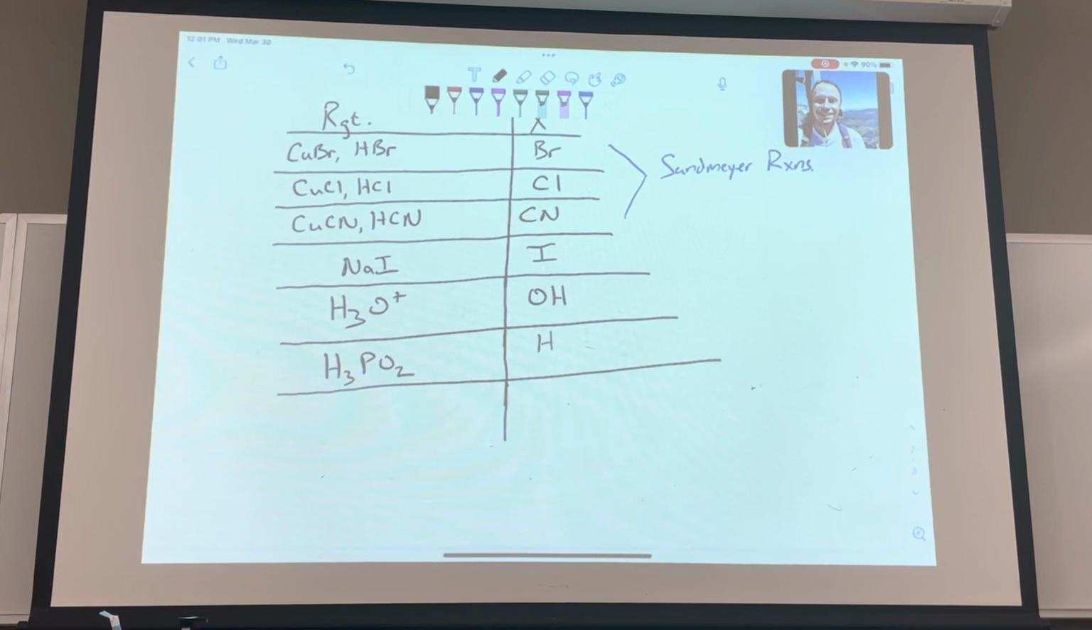The other thing that you can do with this chemistry is you could put a fluorine on the benzene. And that is really difficult to do by other means. But it's important to do.